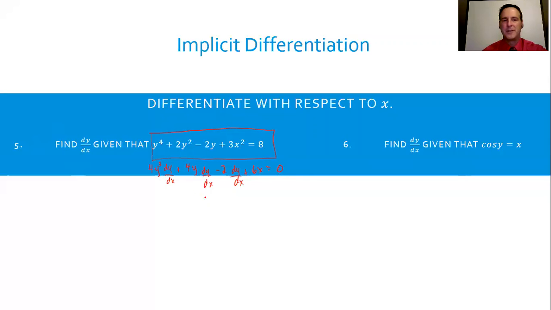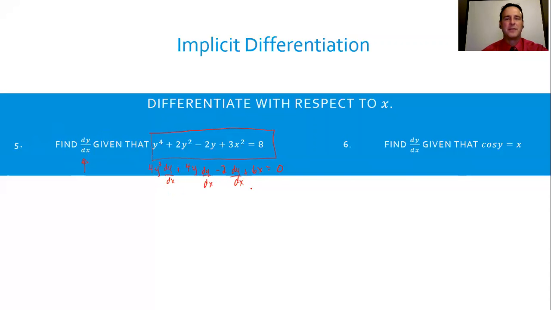All right, take a moment. Let's make sure I didn't make any silly mistakes because those are easy to do. And I think I'm okay. All right, now what I need to do is solve for my dy dx. The reason why is that's what they asked me to do over here, find it.